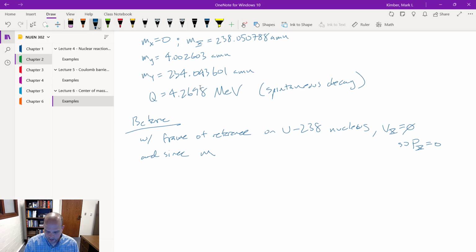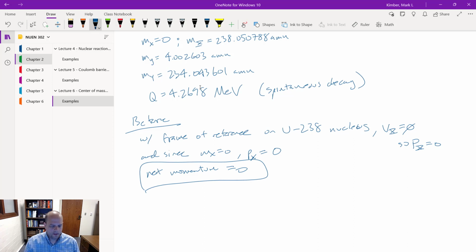And since we've already talked about there being no projectile because it's a spontaneous decay event, my mass of projectile is obviously 0, which also means that my momentum of that projectile has to be 0. I have no mass, I have no velocity, I have no momentum. And so this is an easy one. My net momentum before is going to be 0. Now let's talk about after.